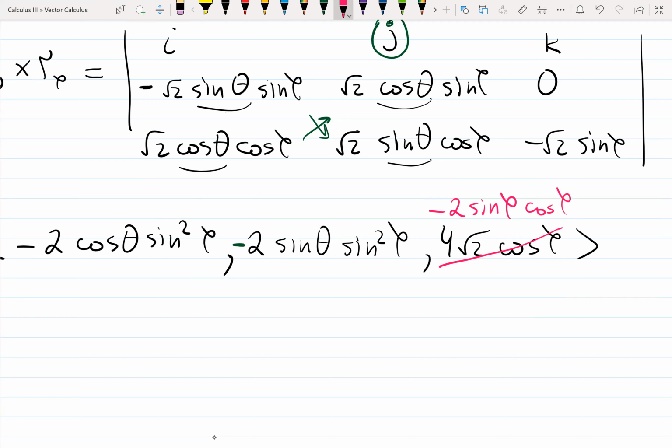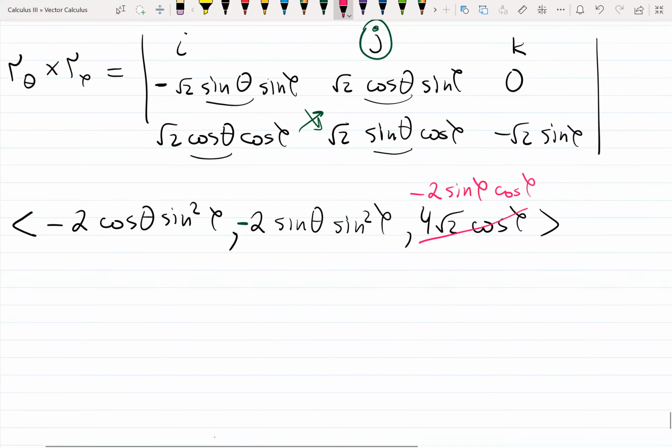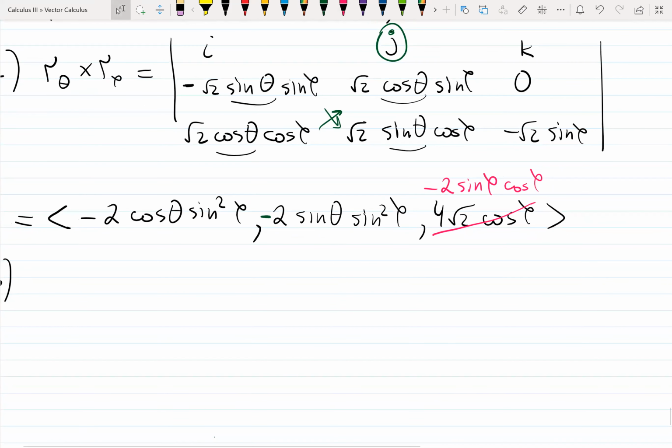Phi, cosine phi, yes. Minus 2 sine cosine. Okay, good. I looked at the wrong line. Now we need also F. And you know what? I will not be writing it down separately. Let's just write down the integral right away, from 0 to 2 pi, from 0 to pi. And now you have F dot product with this cross product, which is found.